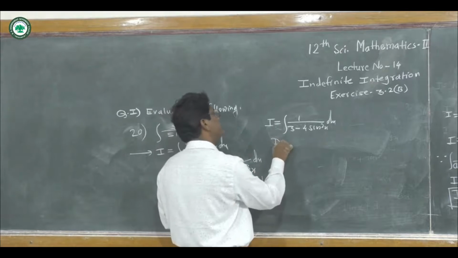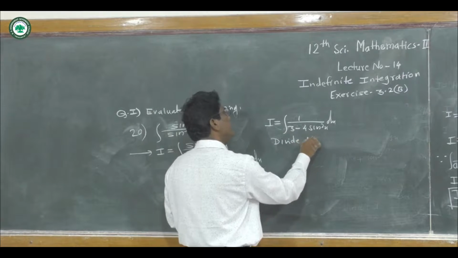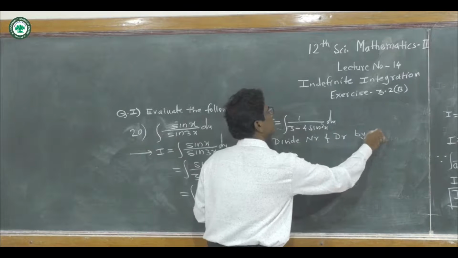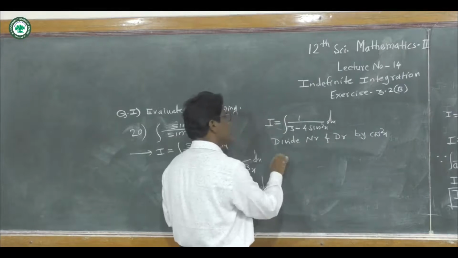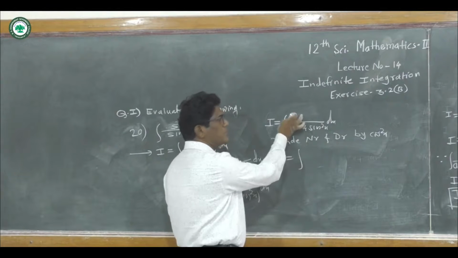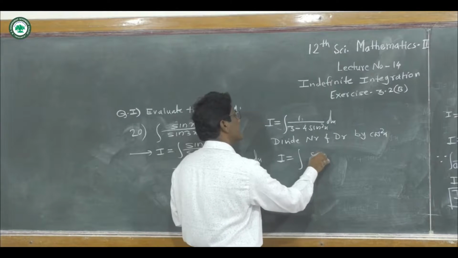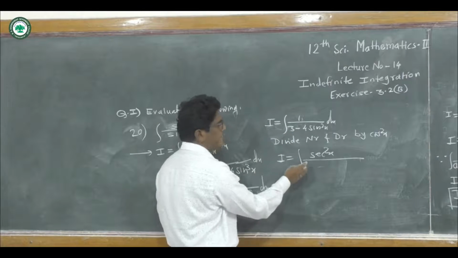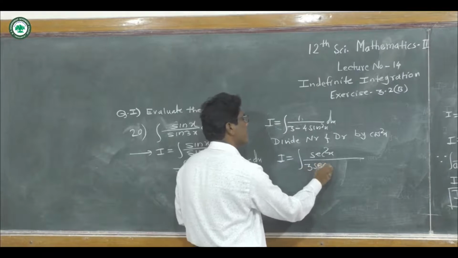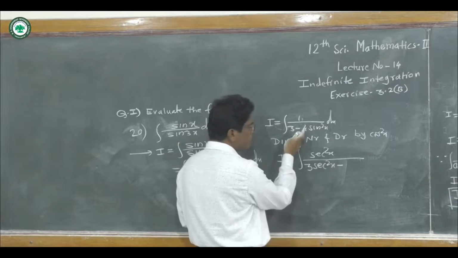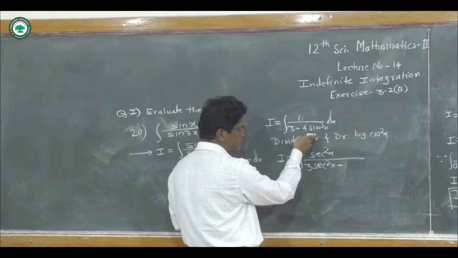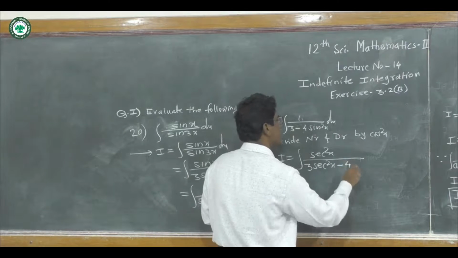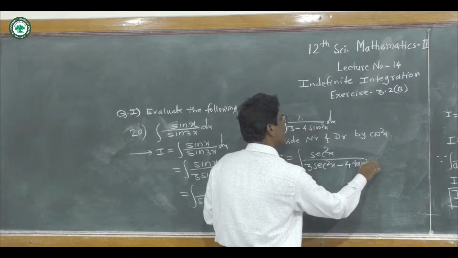Now we divide numerator and denominator by cos square x. So I is equal to integration of 1 upon cos square x, that is sec square x, divided by 3 upon cos square x, that is 3 sec square x, minus 4 sin square x upon cos square x. Sin square x upon cos square x is tan square x. So minus 4 tan square x dx.